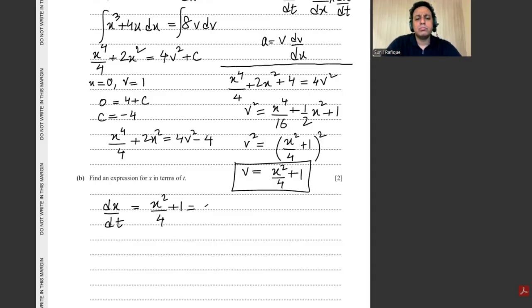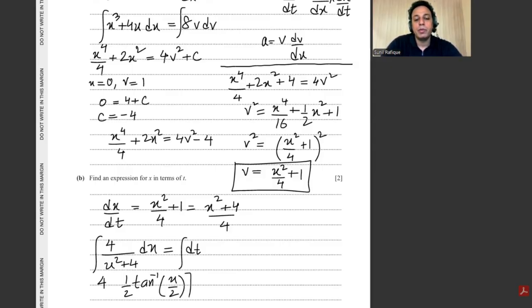Let's just write it like a single expression. It's easier to separate. So this will become 4 over x squared plus 4, integrate dx and dt. So these are both differential equations, and you should know your integration. This is going to be 1 over 2, the arctan of x over 2, or tan inverse of x over 2, right?